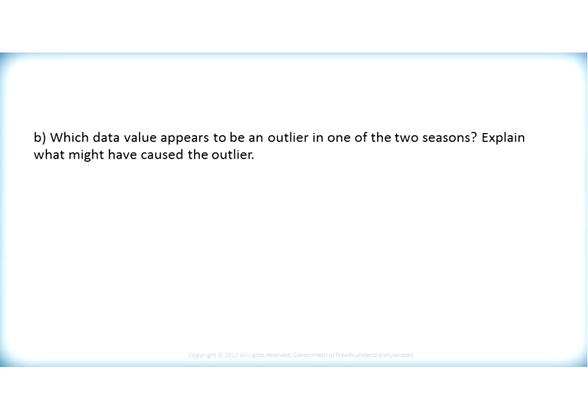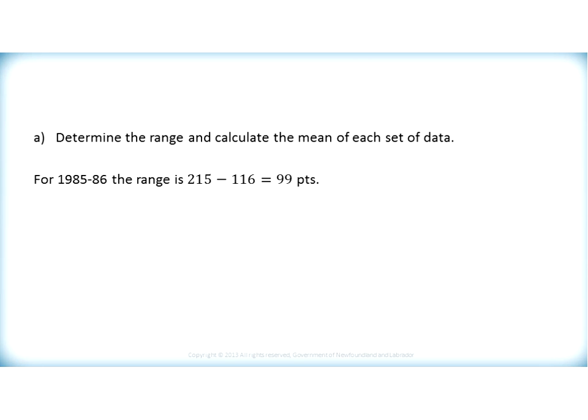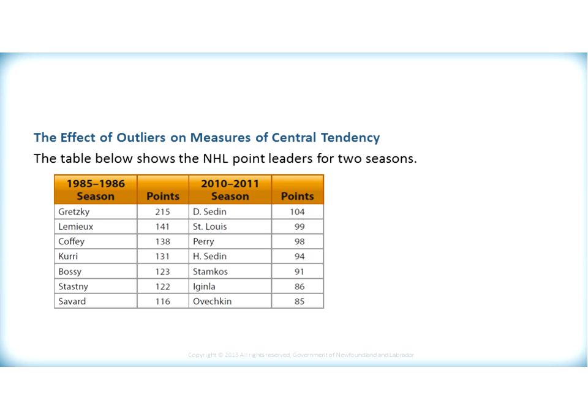So when you look at the lists, which value appears to be an outlier in one of the 2 seasons? Explain what might have caused the outlier. Well, the outlier, I think it's kind of obvious, it's right here. That number is so much bigger than anything else on our list.